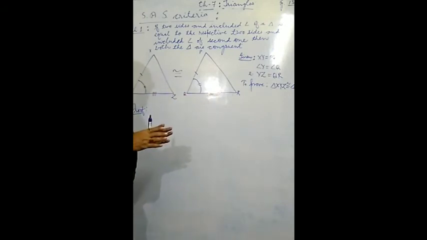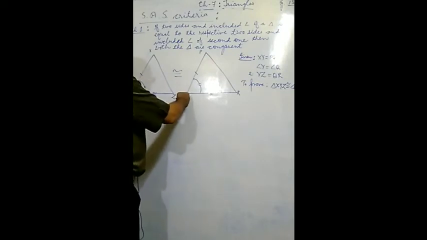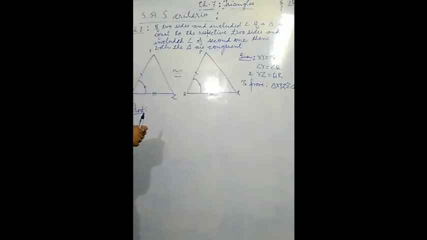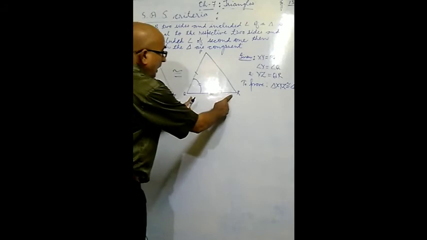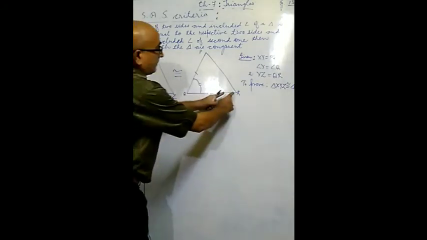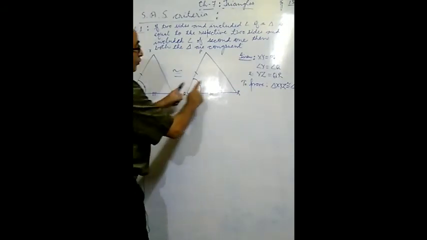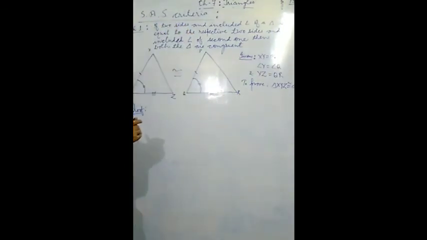So what will be there? Point Y will fall on Q and YZ will fall on QR along with QR. Afterward, since YZ equals QR, so what will be there? This point Z will fall where? On R. Why? Because the length of YZ is the same as the length of QR. If Y is falling on Q, so Z will also fall on R.